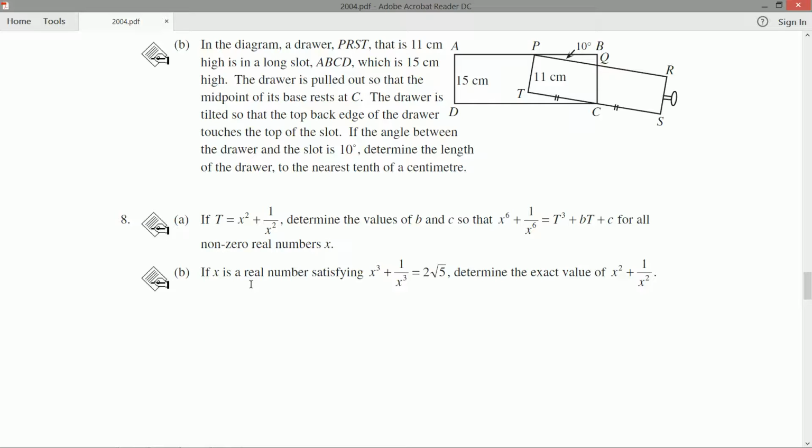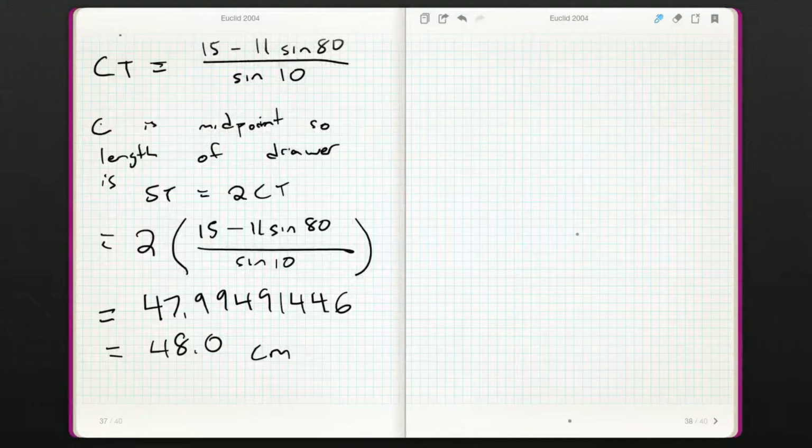So it looks like we have a function in x over here, and if we plug in our t's, we'll have a function in x over here as well. Then I think it's just up to us to match the coefficients. It doesn't seem to be anything too tricky in the a part. So we're told that t is x squared plus 1 over x squared, and I would say something like sub in t.